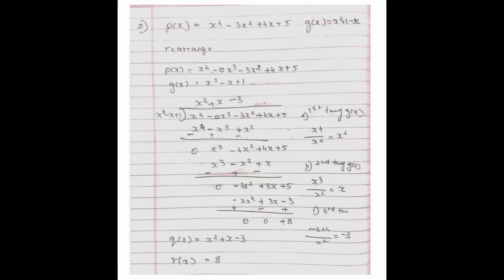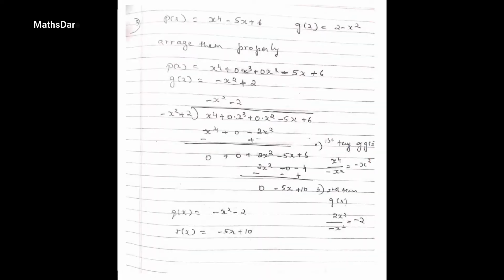Here we have the second question. Here p of x is given as x power 4 minus 3x square plus 4x plus 5, and g of x is given as x square plus 1 minus x. As you can see, first we need to rearrange the terms. By rearranging, we get g of x as x square minus x plus 1. Then perform the division and we get q of x as x square plus x minus 3 and r of x as 8.